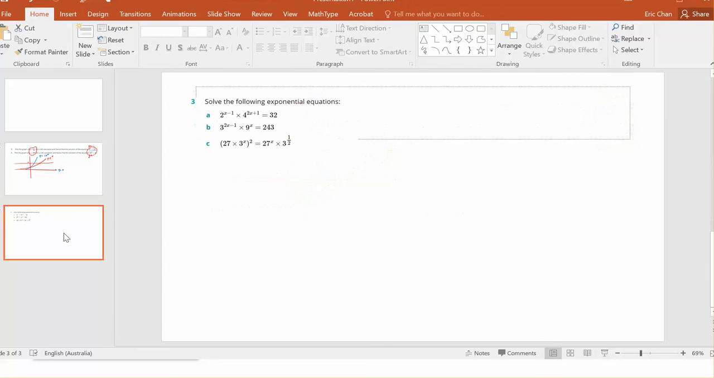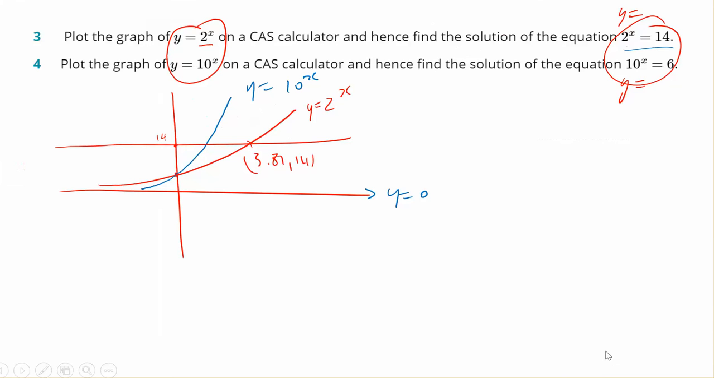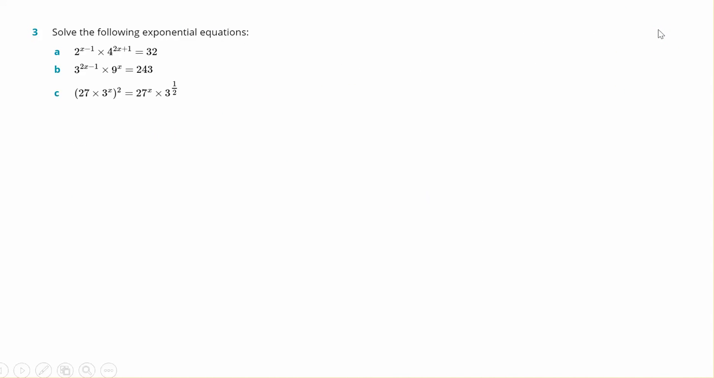Now, for question 3c from exercise 13d, let's go over this. Remember, these aren't prime numbers, because we've got to break these down to prime numbers. 27 is 3 to the power 3, times 3 to the power x, equals 3 to the power 3x times 3 to the power half.